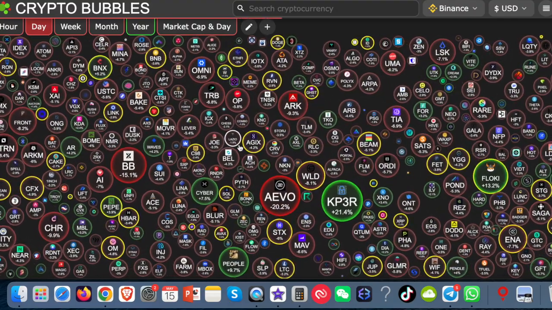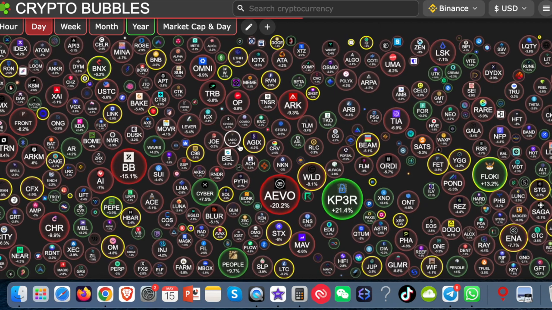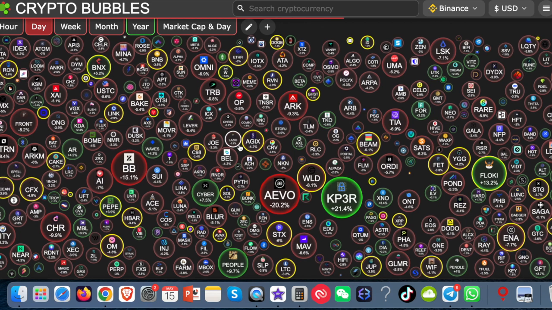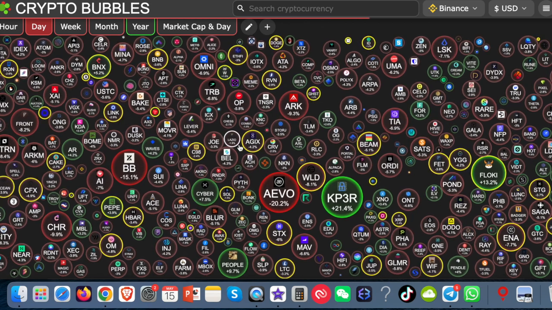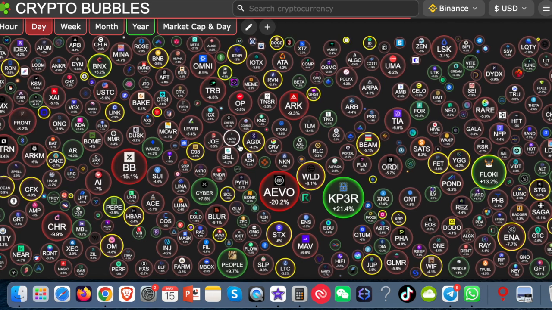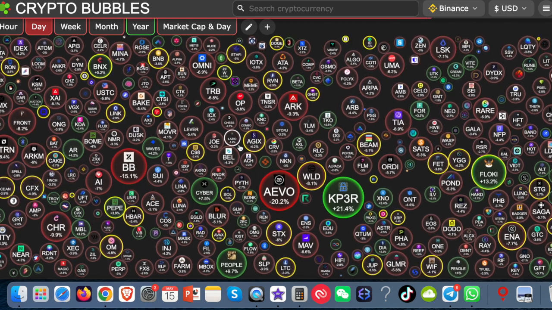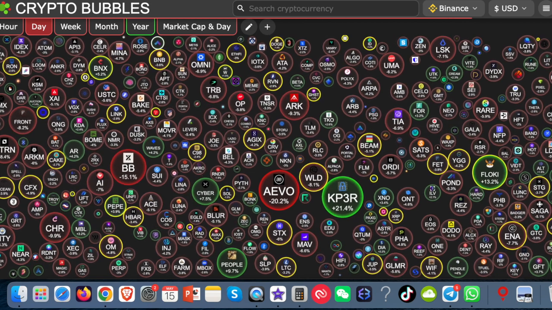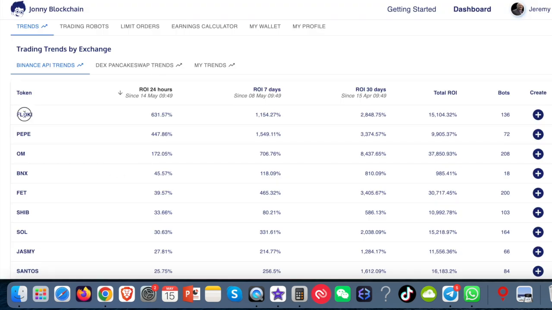Now, not all of these coins that are listed on Binance are going to be inside your Johnny Blockchain account, because these coins that are showing on here are for both Binance.com and Binance.us. So you may find that, in your country, a particular token is not being traded. Now, if we come back to Johnny Blockchain and we look at the trends, we've got Floki, Pepe, this OM, this BNX. So we could look at these first. So I'm going to get the Floki.